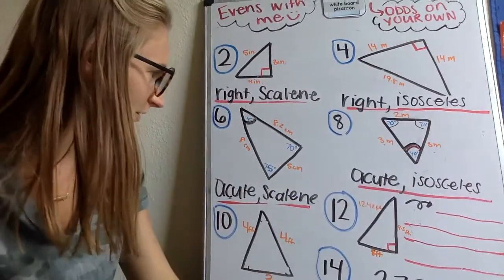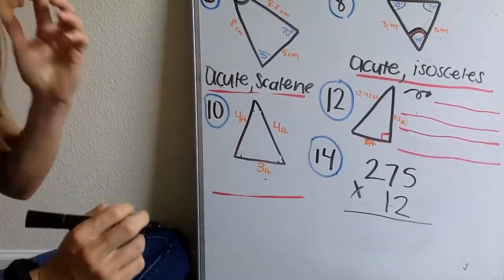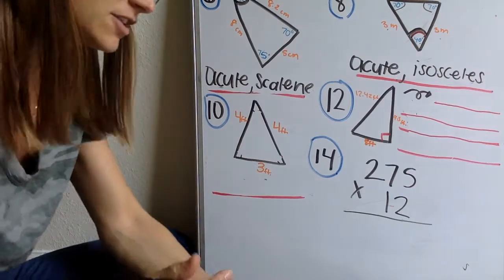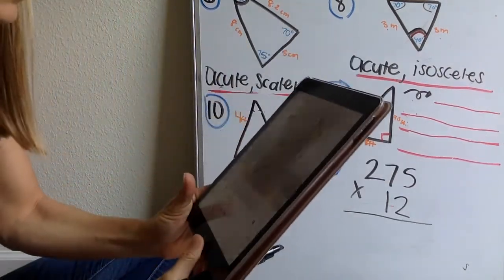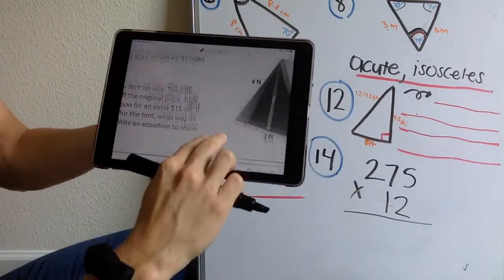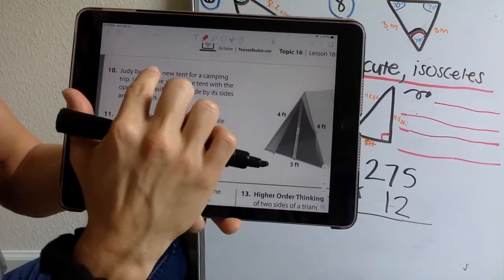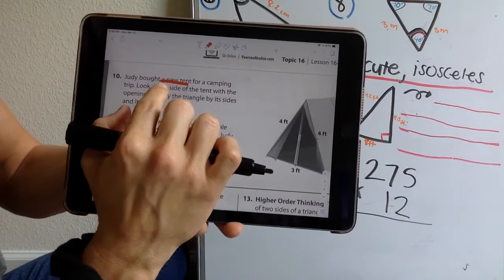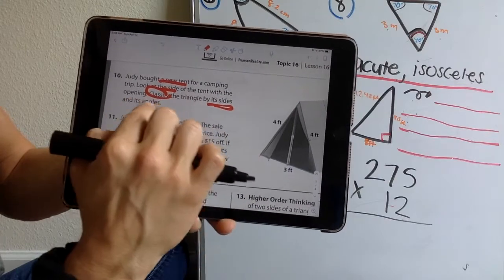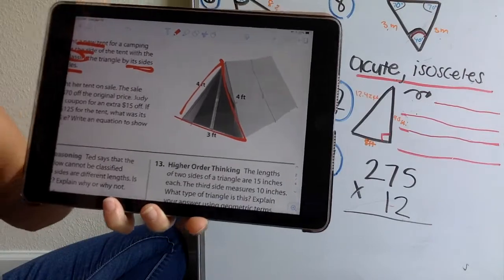Alrighty, moving down here, I'm going to zoom us down. We're going to take a look at those angles. Now, on your paper, there are no angles, and actually, this was one of your word problems in your Pearson. So I'm going to slide this to the next page. It says that Judy bought a new tent for a camping trip. Look at the side of the tent with the opening. Classify the triangle by its sides and its angles. And this is what they give you. They give you this little tent right here. And I just kind of drew that on there.